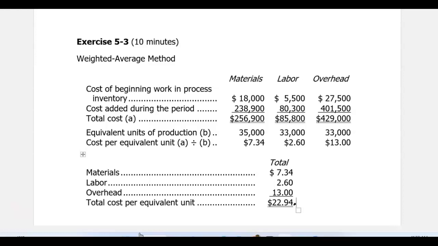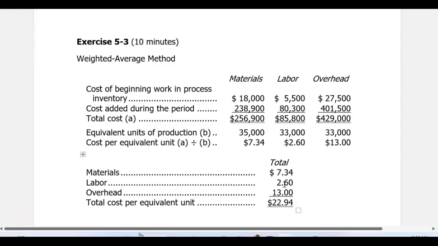In case you have a multiple choice question that asks what the conversion cost for each unit of production is, it's $2.60 plus $13, which is $15.60 conversion cost.